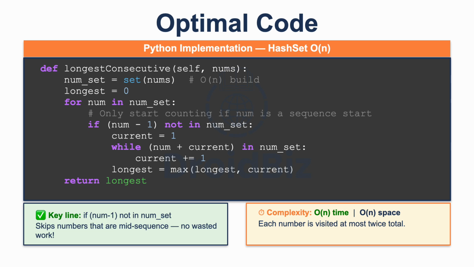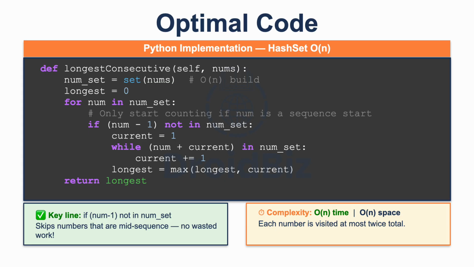The function is called longestConsecutive and takes nums as input. Line 1. We build a set from nums. In Python, set(nums) creates a hash set containing all unique numbers. This takes big O of n time and gives us big O of 1 lookup for any number. Line 2. We initialize longest to 0. Line 3. We loop through every number in number_set. Line 4. This is the key line. We check if number -1 is not in number_set. If number -1 exists, this number is in the middle of a sequence. We skip it entirely. This is what prevents duplicate work.